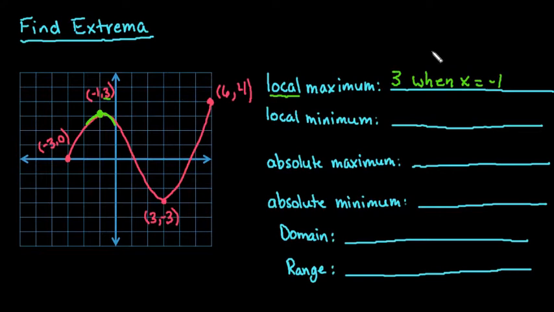Some textbooks write it as f of -1 equals 3, so they put your coordinate with your output. So that's the same thing. This is just another way of saying that we have a local maximum. It's not our highest point because we do have a point that goes higher than it, so it is local.